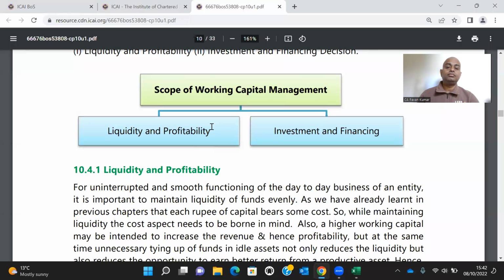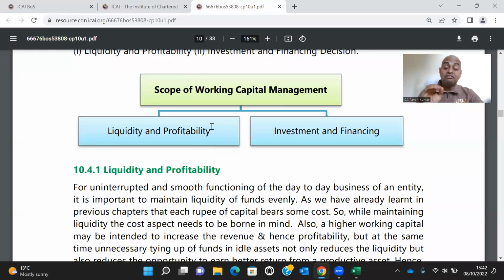Investment decision, financing decisions, investing decisions, dividend decisions.